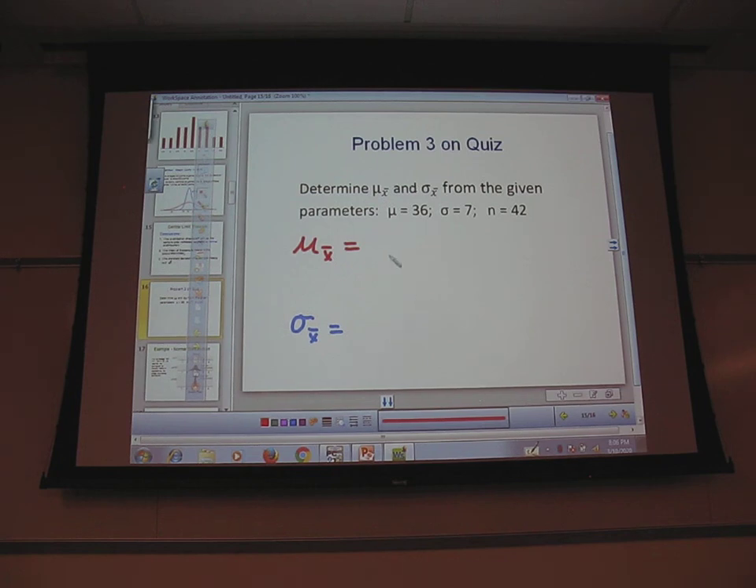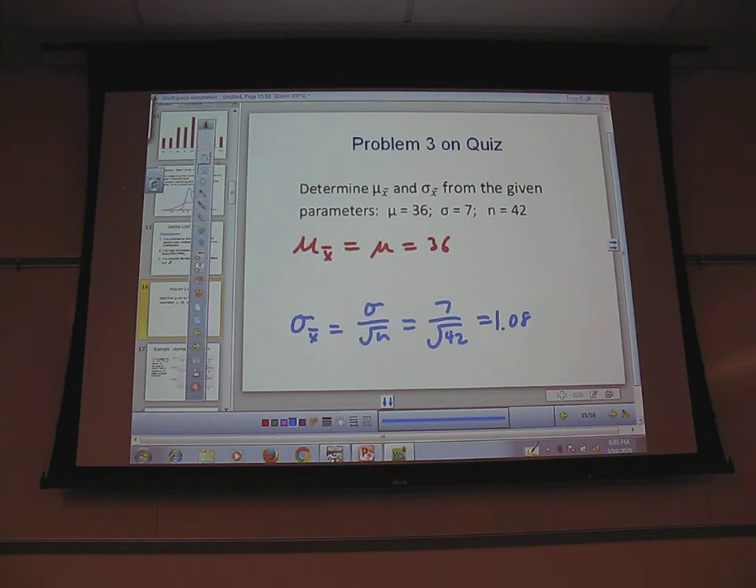Okay, what's mu x bar? 36? Yep, it's the same as mu, so it's 36. What's sigma x bar? Yeah, it's sigma over the square root of n, so it's 7 over the square root of 42, and what did you guys get for that? 1.08. Good. All right, good?